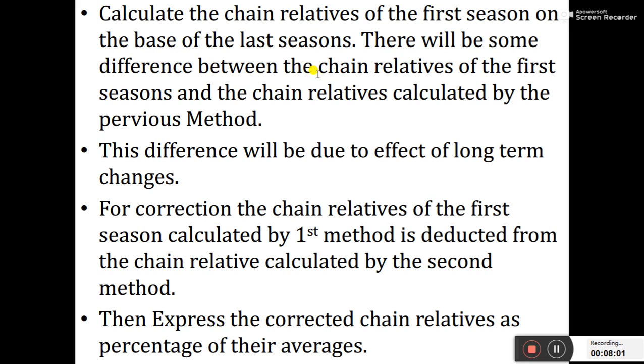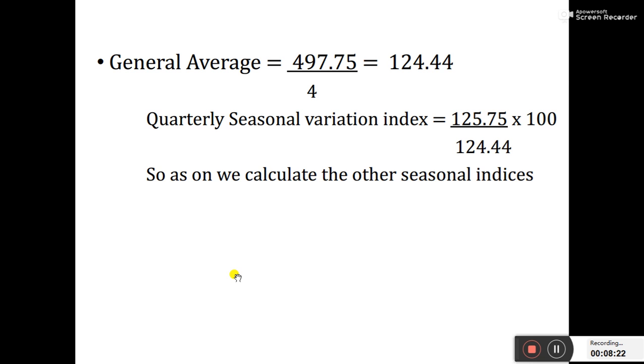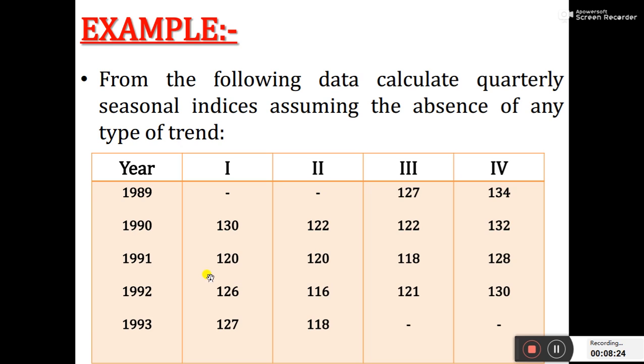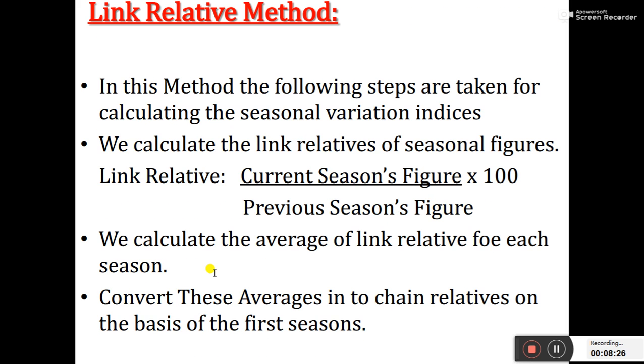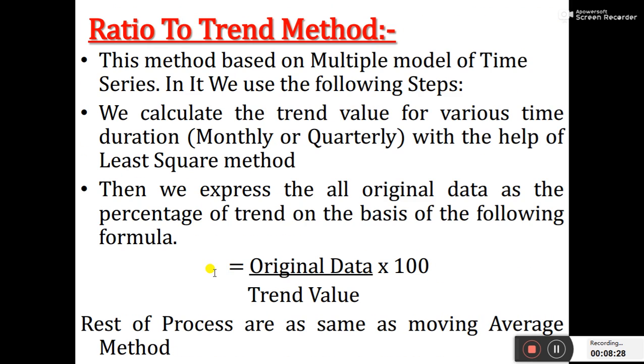Then calculate the chain relative of the first season on the basis of the last season. There will be some difference between the chain relative of the first season and the chain relative calculated by the previous method. This difference gives the effect of long-term changes. For correction, the chain relative of the first season calculated by the first method is deducted from the chain relative calculated by the second method. Then express the corrected chain relatives as percentage of their averages. So try to go through this process by taking the same values here. So try to find out the thing. Again, if you find a difficulty, please let me know.